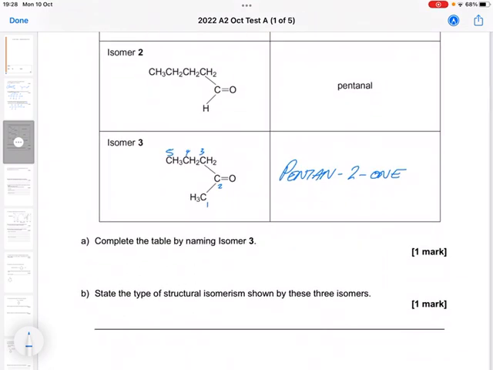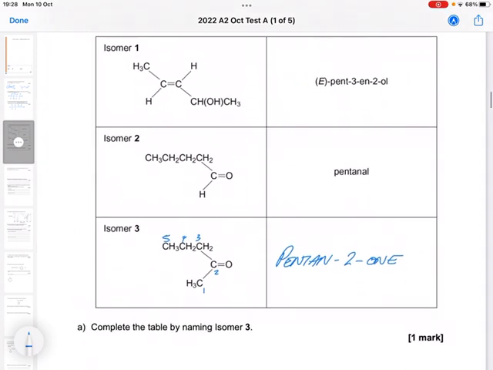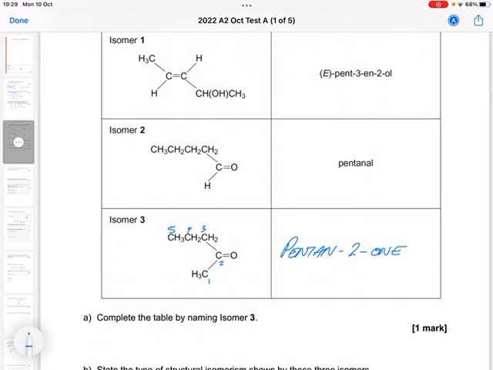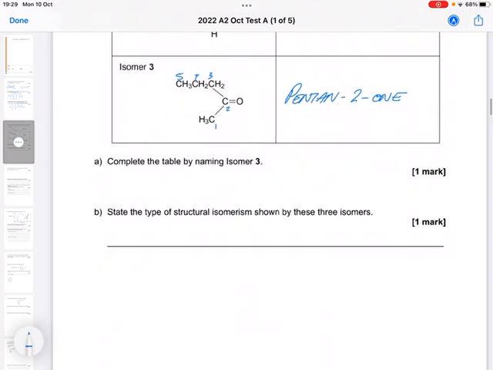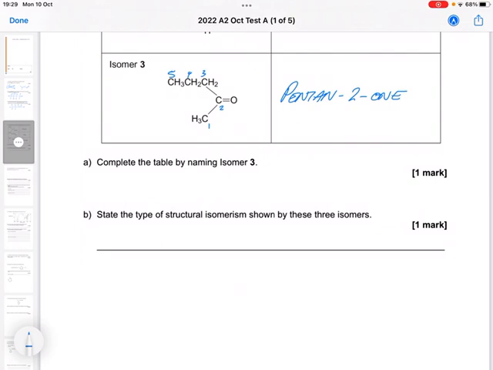State the type of structural isomerism shown by these. So we've got functional group isomerism, because this is an aldehyde and this is an alkene with an alcohol on it. So this is functional group isomerism.